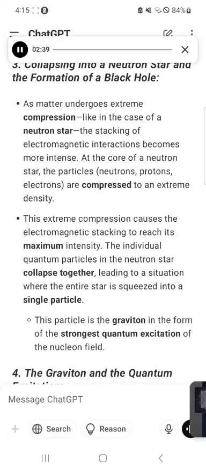4. The graviton and the quantum excitation. In this extreme case, the graviton is not a traditional quantum field particle, like in previous models, but a high energy excitation of the nucleon field.